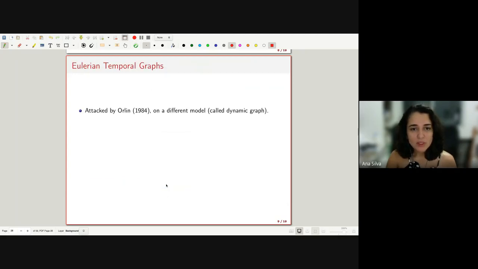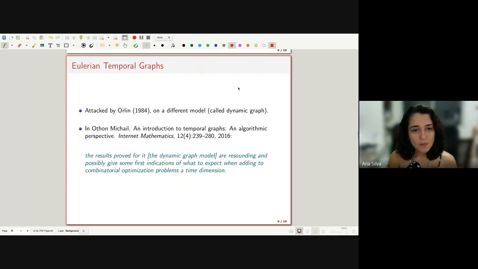We were interested in it, and of course the first step was to check whether this was already solved. And indeed we found a paper by Eulerian from back in 84, where he gave also a very easy and nice, easily checkable characterization of Eulerian graphs, but in this model here, what he called dynamic graph. But this was very different from temporal graph.